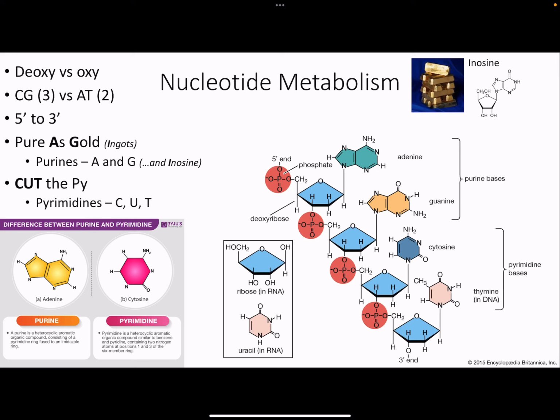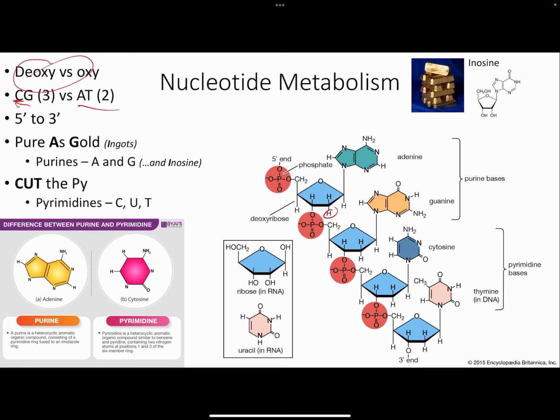Pivoting towards nucleotides. So we're going to be talking about anabolic, catabolic, and salvage pathways as well. Just a quick refresher on nucleotides. We have deoxy versus oxy. DNA does not have an OH there on the 2 carbon. Oxy for RNA does have an OH on the 2. C's and G's are going to have 3 hydrogen bonds in a double strand. A's and T's are going to have just 2.